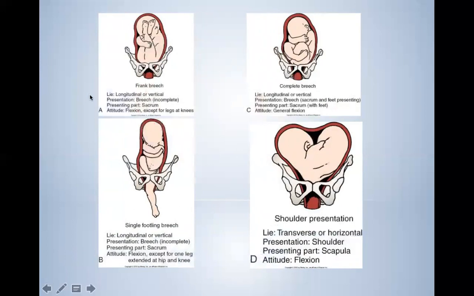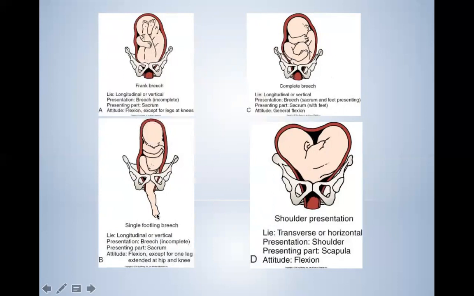So here are some other positions. We have frank breech, which could potentially be delivered vaginally. Most of the time it will not be, but it could potentially be. So here we have their longitudinal or vertical. The presentation, though, here is breech. The presenting part is the sacrum, and the attitude is flexion, except the legs at the knees are extended. Otherwise, the baby is flexed.